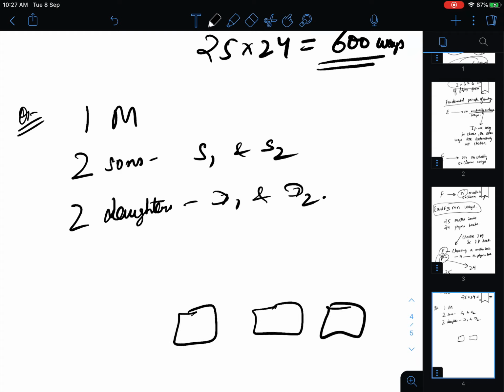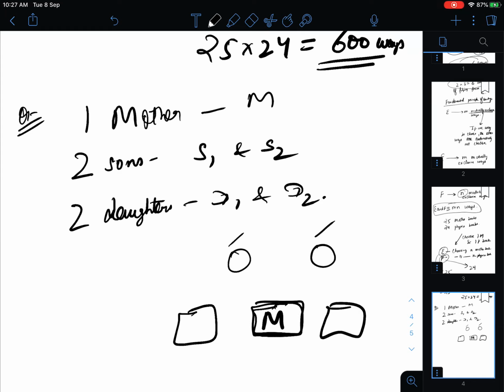So 2 persons have to stand behind. They are these two sons, two daughters, and one mother. They are getting photographed, and there are only 3 chairs, and so 2 people have to stand behind. The second condition is, the mother has to occupy the central chair. So we fix the mother here. Mother is fixed, she will only sit at this place.